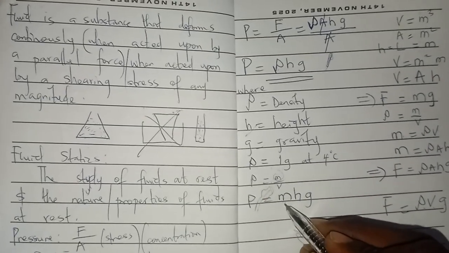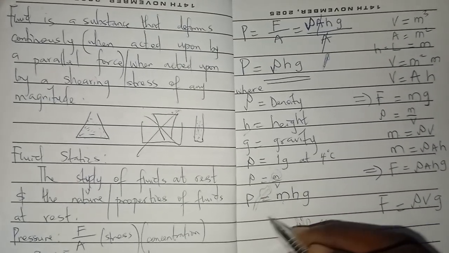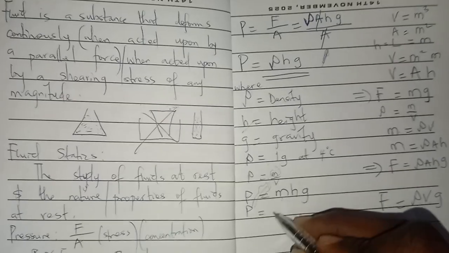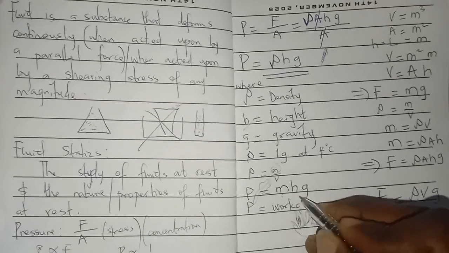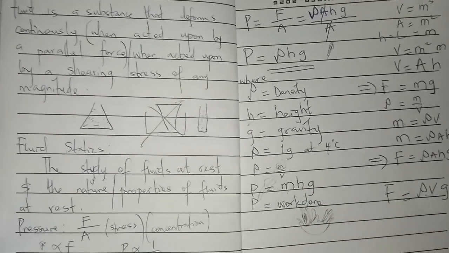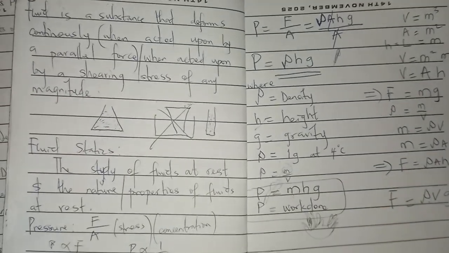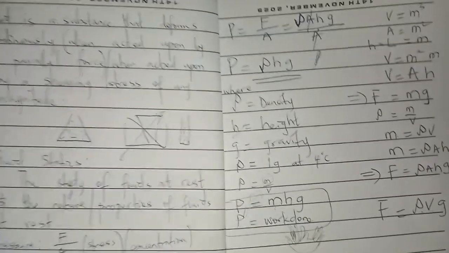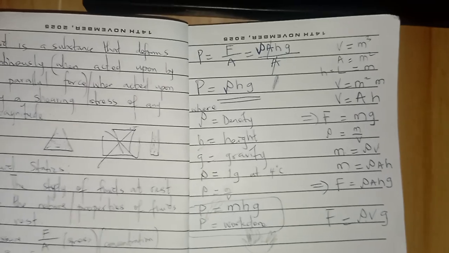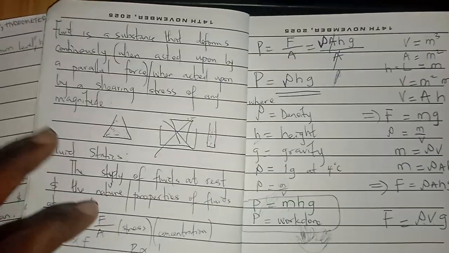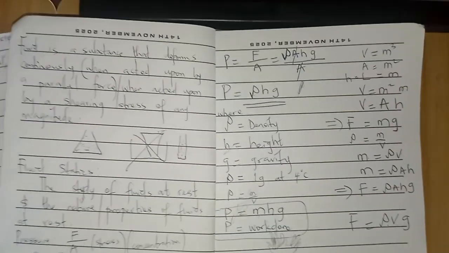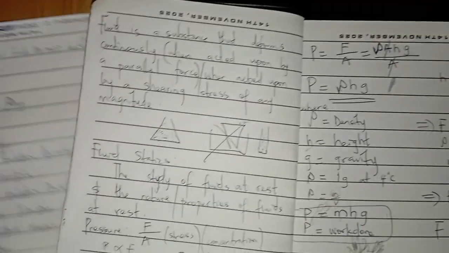And notice that this thing is looking like mgh. So we can say that pressure here is work done. So you need to know this. In case they ask you, prove that pressure equals work done in liquid or in water, that is the proving. Okay. Let's move to the next one.